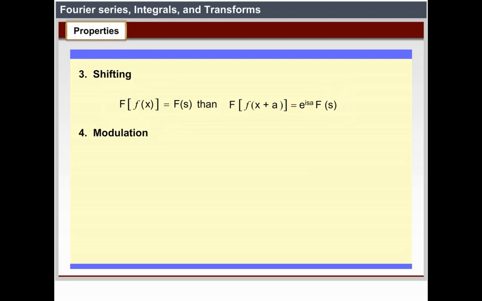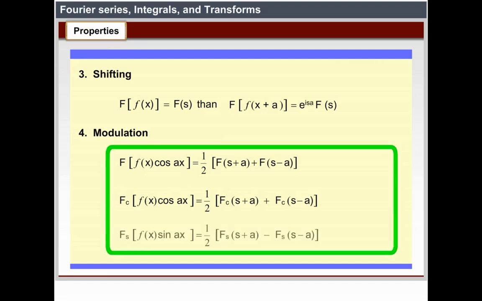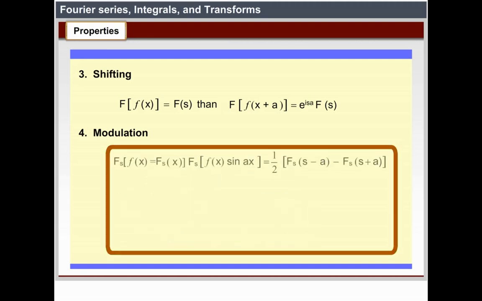Number 4. Modulation. Capital F of f of x into cos ax equal to 1 by 2 into capital F of s plus a plus capital F of s minus a. Fc of f of x cos ax equal to 1 by 2 into Fc of s plus a plus Fc of s minus a. Fs of f of x into sin ax equal to 1 by 2 into Fs of s plus a minus Fs of s minus a.